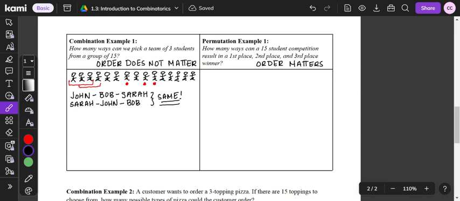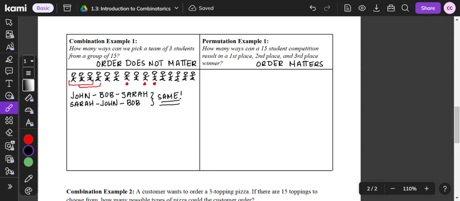Let's say I picked 3 students out of my 15 and I picked John, Bob, and Sarah. Then let's say I tried it again and this time I got the same 3, but in a different order: Sarah, John, and Bob. Again, it does not matter as long as I have 3. So in a combination, these 2 are actually the same exact result. Even though the order was different, these 2 are the same outcome. We don't count this as 2 separate events, we count it as one event. This is why combinations are always going to be less than permutations.